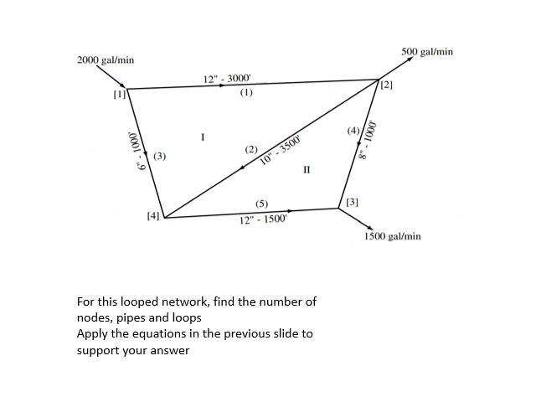This is a simple exercise for this two-loop network, and we want to apply the equations that we learned in the previous slide from the topology of networks to find the number of nodes, number of pipes, and number of loops.